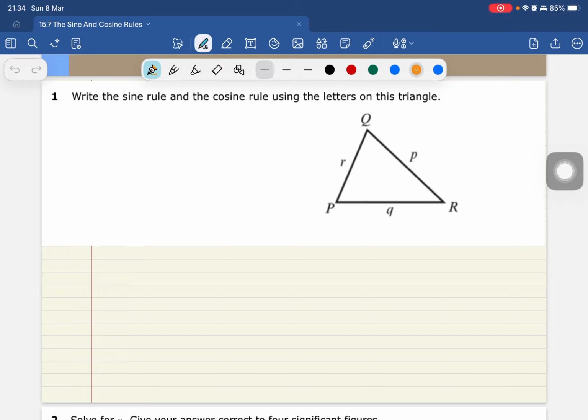Hi, in this video I'm going to solve practice questions for the sine and cosine rules. Number one, write the sine rule and the cosine rule using the letters on this triangle.